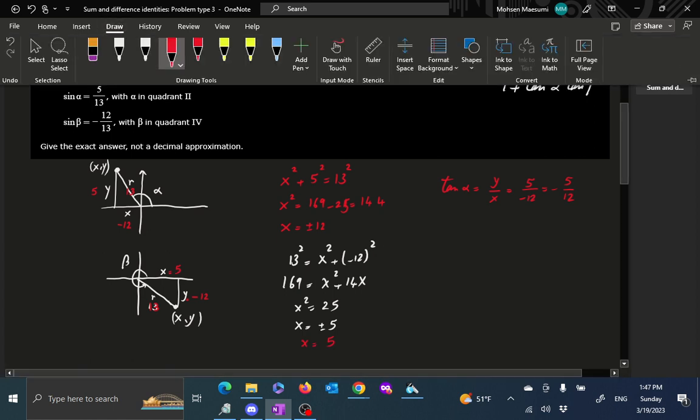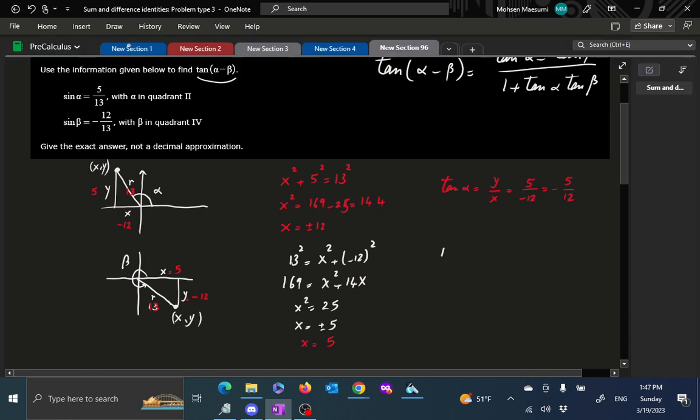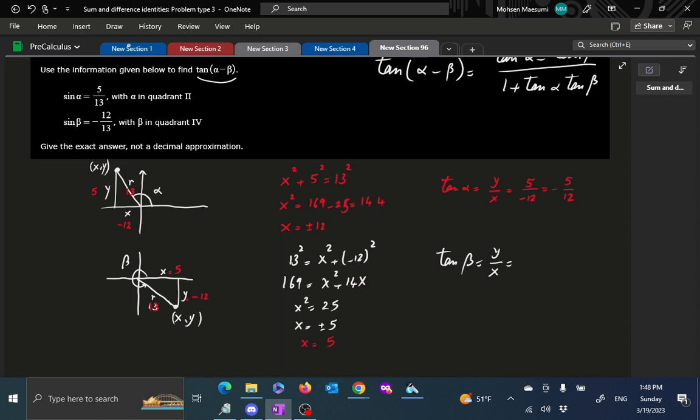Well, what else do we need? We need the tangent of beta. Tangent of beta again is y over x. Y is minus 12, x is 5, and this is better written as minus 12/5.